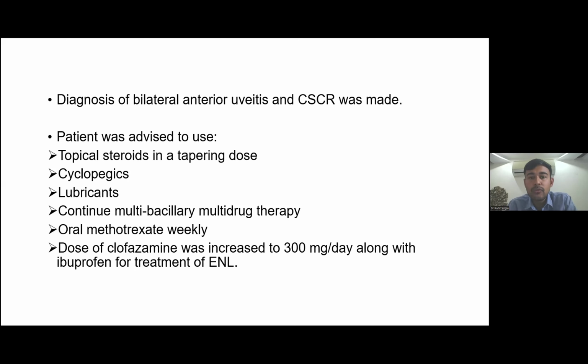But as you know, the first line of treatment for management of erythema nodosum leprosum is steroids. But we could not give steroids to this patient because it could worsen the eye symptoms and worsen the CSCR, and we could lead the patient to blindness if we had given oral steroids. So instead of steroids, methotrexate was chosen, and we started the patient on a weekly dose of methotrexate. And as the patient was in reaction, the dose of clofazimine was increased to 300 milligram per day, along with NSAID for the treatment of ENL.